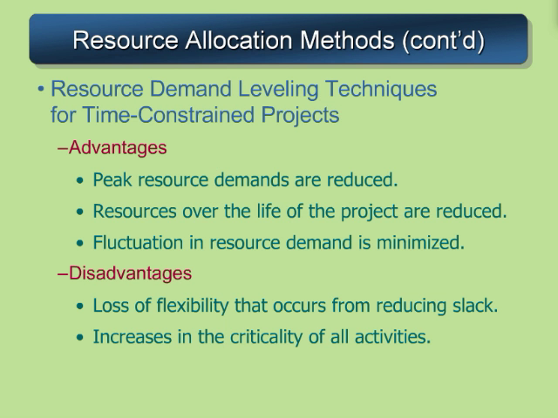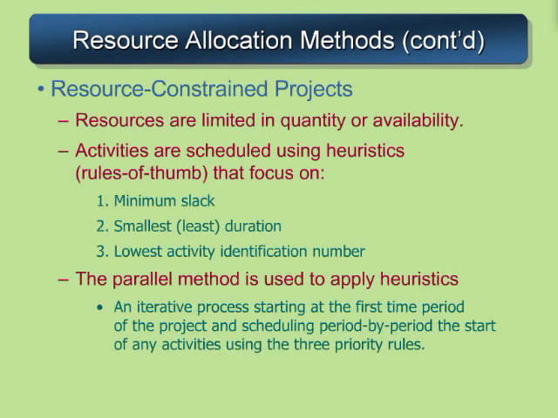The disadvantage is we lose some flexibility because we took away the slack on one of our activities, and as a result of that, we've increased the number of critical activities and made our project network that much more sensitive. When we look at time-constrained problems, there's no real common rule set to use. It's really just a trial and error process.